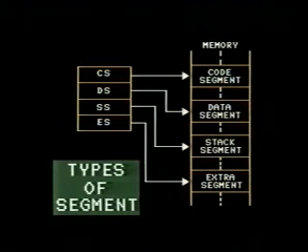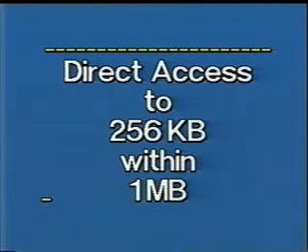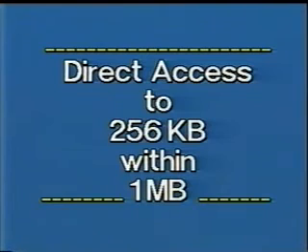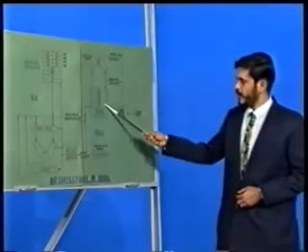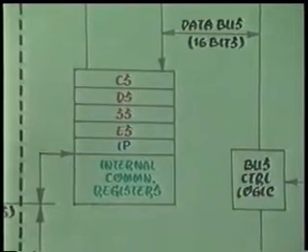The stack segment defines the area of memory used by the stack, with the SS register pointing to the current stack segment. The extra segment is an additional data segment and is addressed by the ES register. 8086 can directly access 4 segments of up to 64 kilobytes each, that is 256 kilobytes within 1 megabyte at a particular time. The 16-bit instruction pointer IP is used to address the next instruction to be executed by the microprocessor.